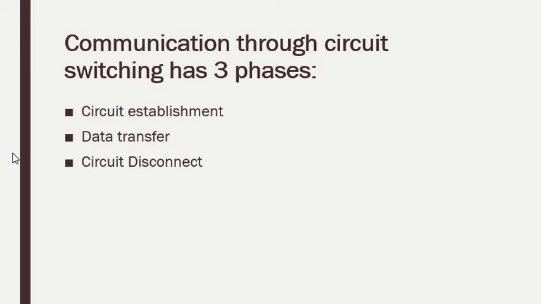So communication through circuit switching has three phases. First is circuit establishment, then data transfer, and last is circuit disconnect. Let's see the diagram of circuit switching.